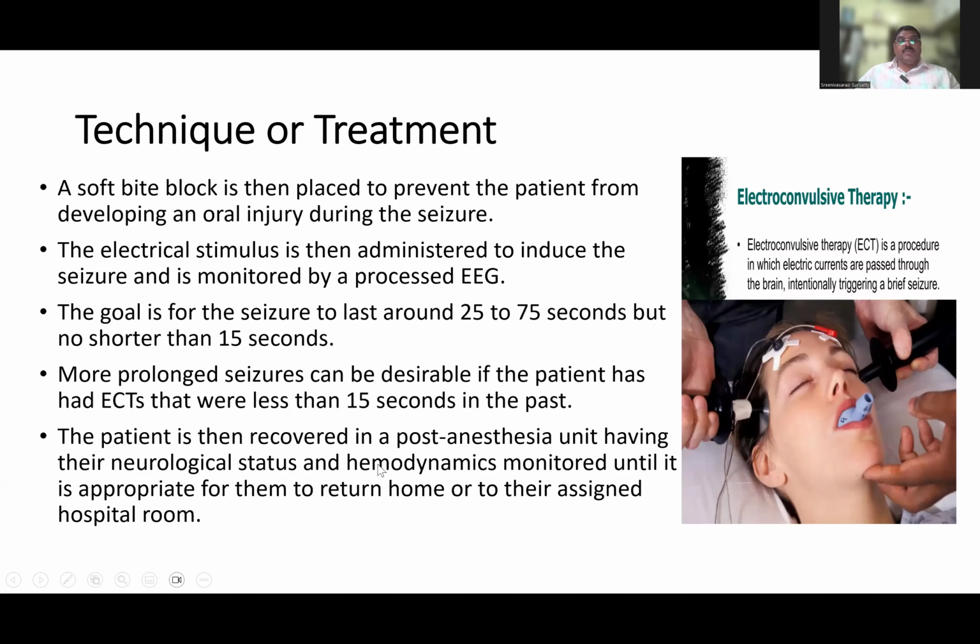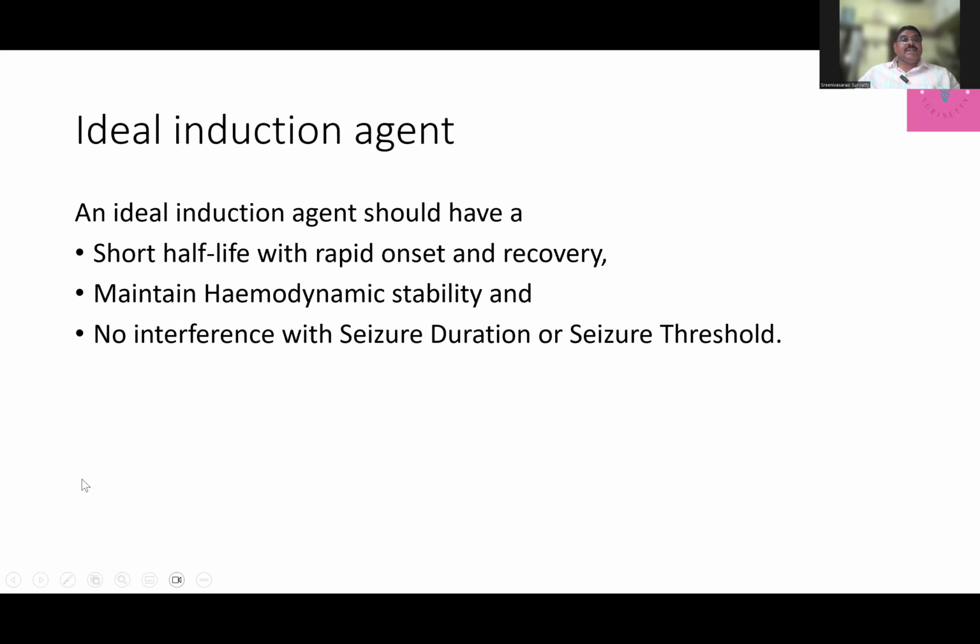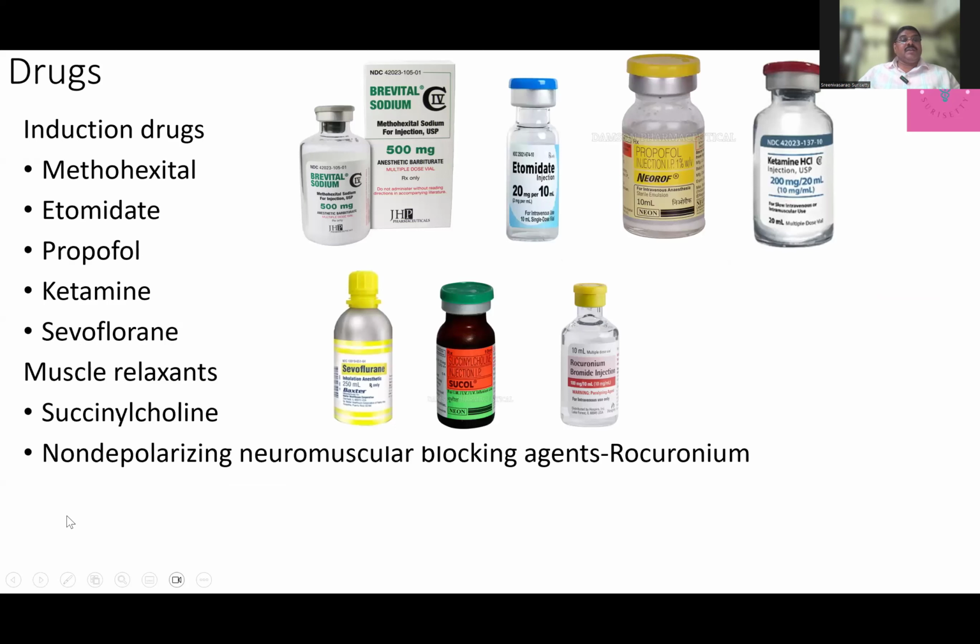The patient is then recovered in the post-anesthesia unit, having their neurological status and hemodynamic monitoring until it is appropriate for them to return to their assigned hospital rooms. So an ideal induction agent should have a short half-life with a rapid onset and recovery, it should maintain hemodynamic stability, and it should not interfere with the seizure duration and seizure threshold. So these are the different drugs used as induction agents: methohexital, etomidate, propofol, ketamine, and sevoflurane, and muscle relaxants are succinylcholine, and short-acting non-depolarizing muscle relaxants like rocuronium can be used.